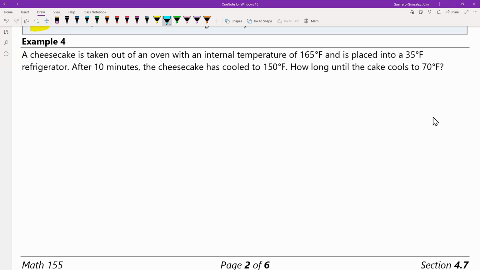Got it? So the reason why I want you guys to read that over, and just picture it in your mind, is because that's what we're going to be using for our A of T. So it's going to be A e to the kt plus my Ts. In this scenario, my surrounding air temperature is going to be this 35 degrees.